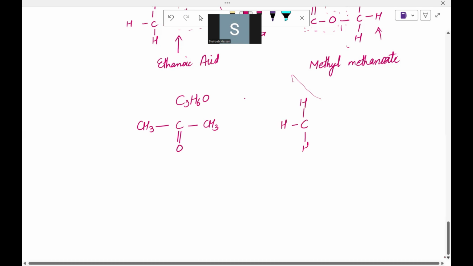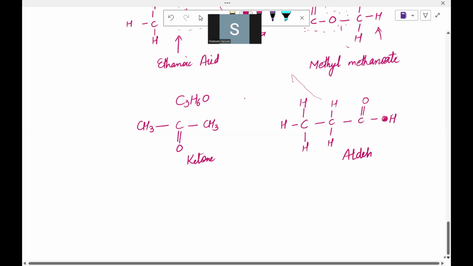There is carbon on both ends. Just remember that carbon on both ends. And there is a carbonyl. Ketone? Yes, this is a ketone. And now it has become an aldehyde. Yes, this was a ketone and it has become an aldehyde.